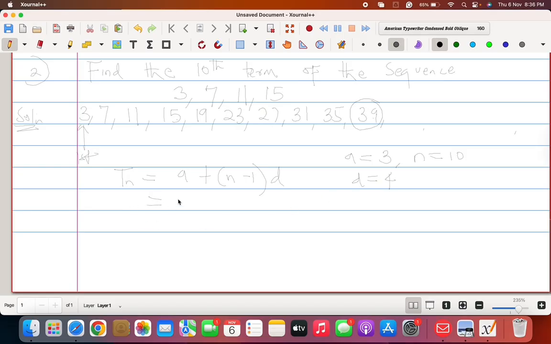So you come here, you put a to be 3, plus n minus 1, which is 10 minus 1, times d. Our d is 4. So you first of all evaluate the bracket. So this is 9 times 4 plus 3. 9 times 4 is 36. 3 plus 36 is 39. So you can see what the formula has saved us from. That is why formulas are very, very important.